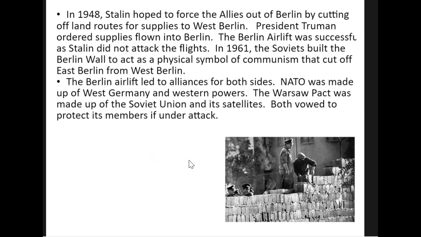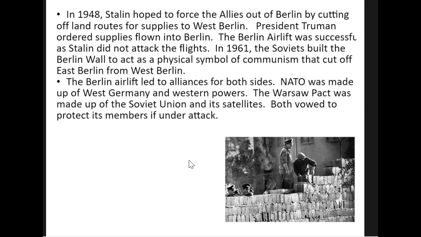In 1948, Stalin tried to force the Allies out of Berlin by cutting off all the land routes of supplies. President Truman ordered supplies flown in to Berlin. It was successful because Stalin didn't try to shoot down the flights. Eventually, in 1961, the Soviets built the Berlin Wall to act as a physical symbolism of communism that cut East Berlin off from West Berlin.